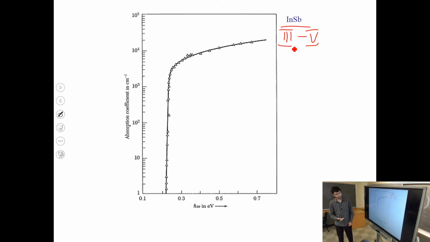So the band gap, you can actually see it from this plot. This is absorption versus energy. And for energy smaller than the band gap, there is no absorption. So the band gap is something like 0.2 electron volts. It's a really, really small band gap compared to those other materials, right? We can see up to 3.2 electron volts. This is just a fraction of that, indium antimonide.